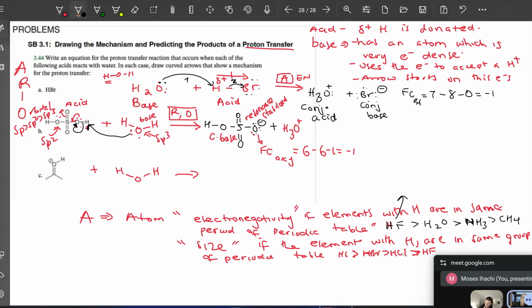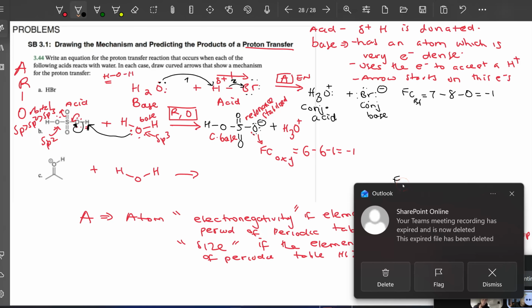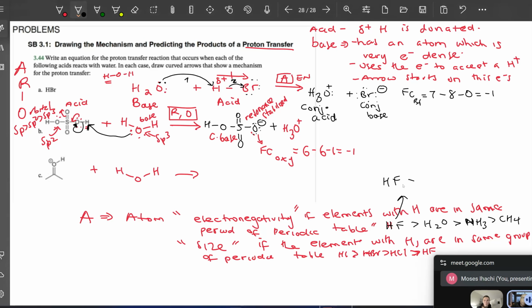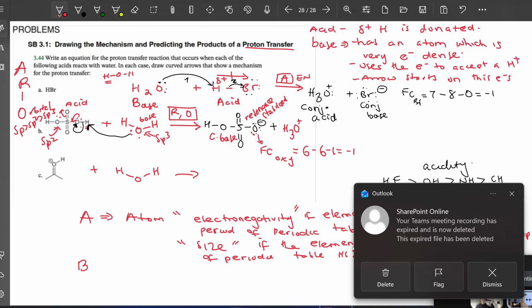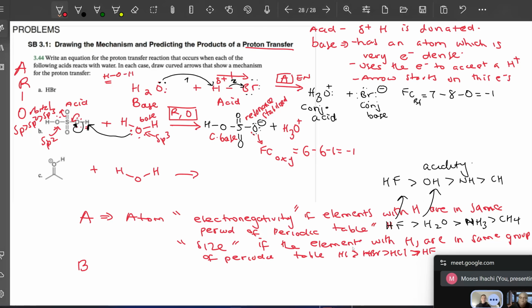Why? Here you're looking at F, you're looking at HF, and then OH, NH, and CH. That's the idea when you're looking at electronegativity. And by the way, I'm just factoring in acidity. You can use the same ranking to decide basicity.